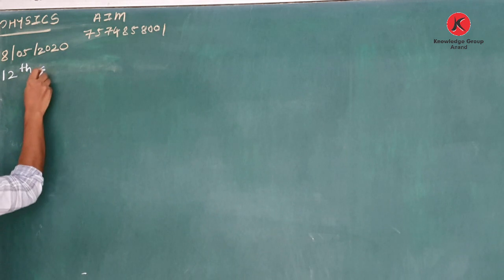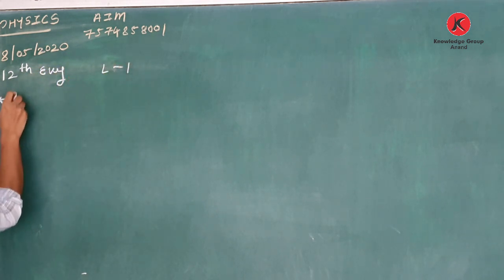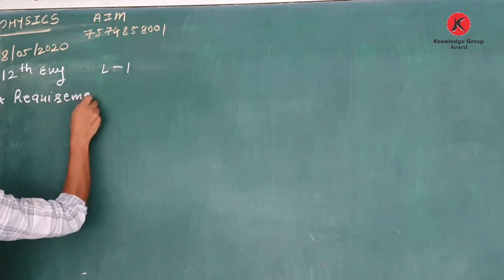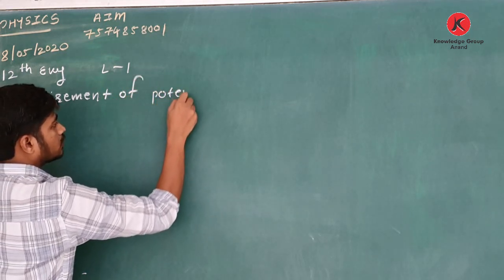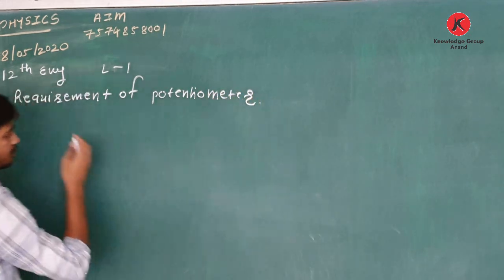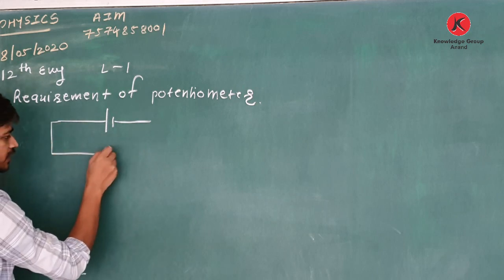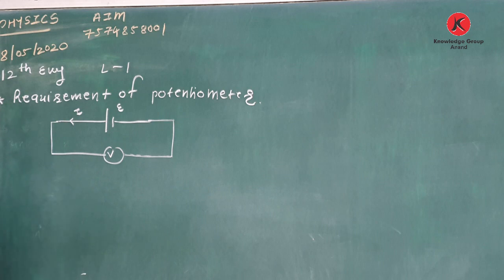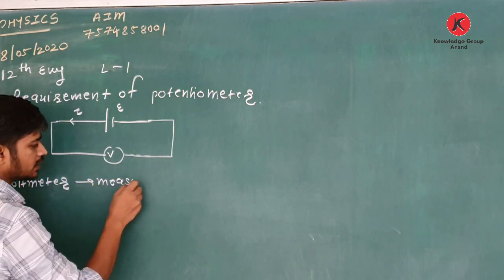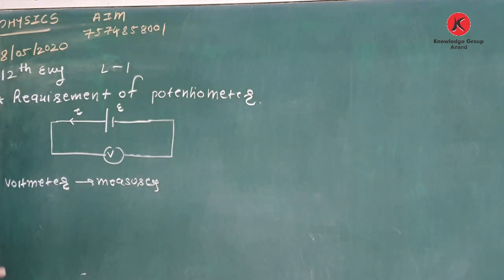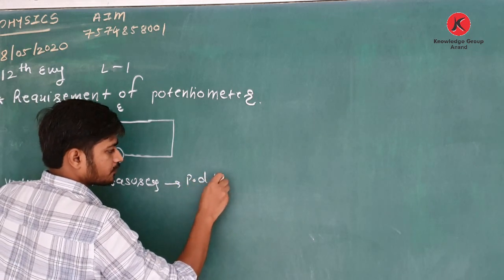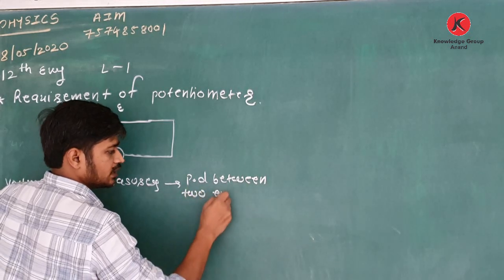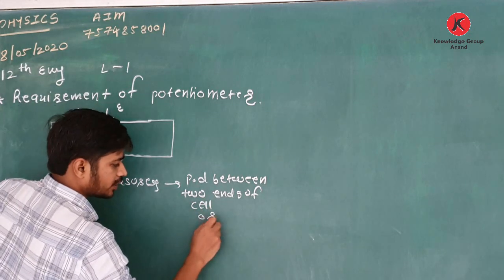Requirement of potentiometer. For example, if I have a cell connected with a voltmeter, with EMF E and current flowing I, then this voltmeter measures the terminal voltage, the potential difference between the two ends of the cell.